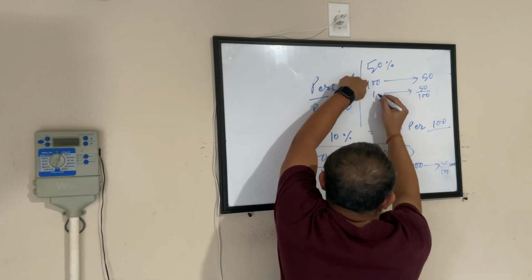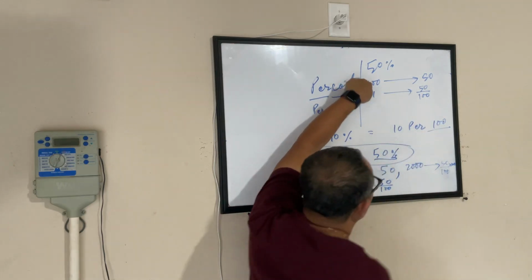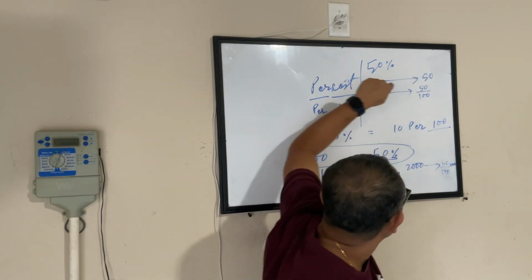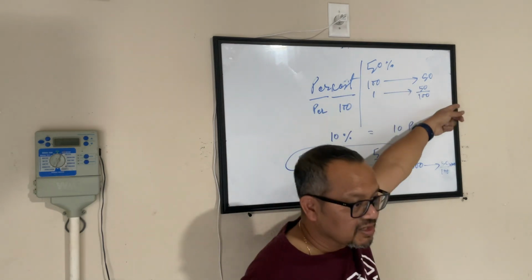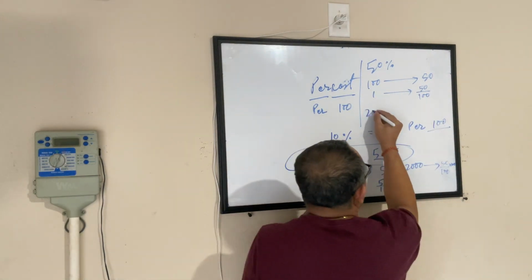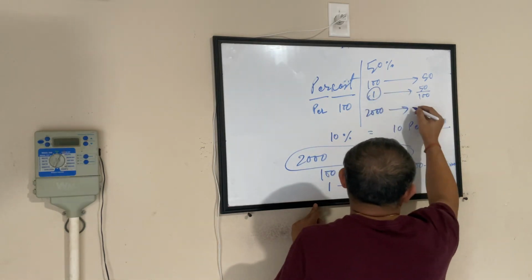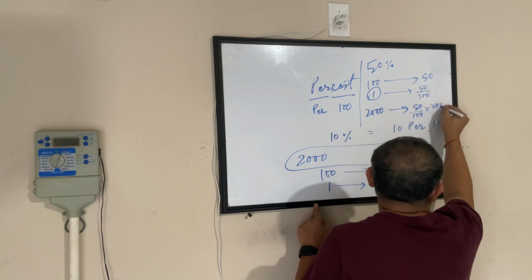This 100 you can say 1 into 100, right? And this 100 goes to the base. So for 100 I'll get 50. If I was supposed to get $1, I'll get 50 by 100, which will be 1/2 of that. So if my salary was 2,000, I'm going to get whatever I was supposed to get for 1 times 2,000. So 50 by 100 times 2,000.